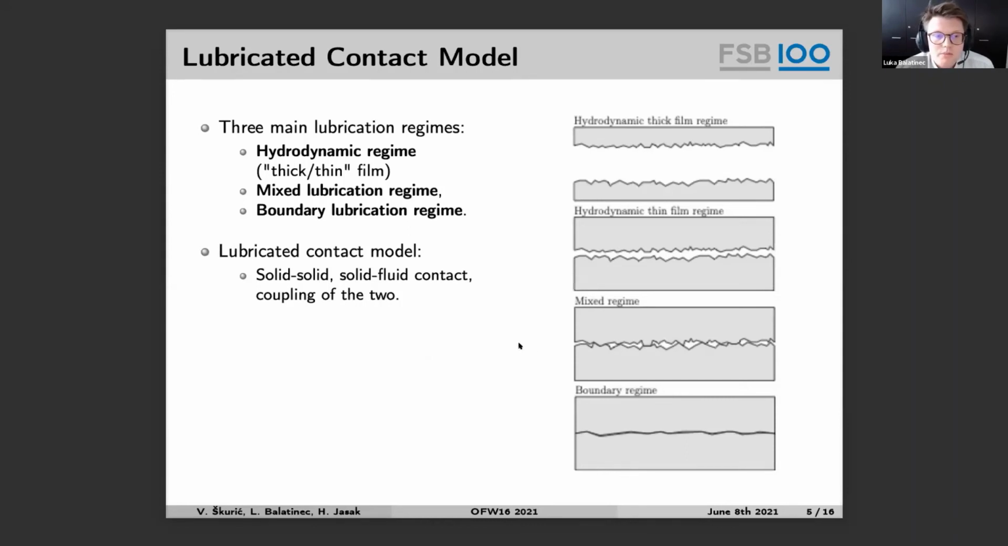Lastly, it also needs to be applicable to the boundary lubrication regime, where all of the contact pressure is carried by the asperities in contact. This means that our lubricated contact model needs to be able to accurately describe both solid-to-solid contact and solid-to-fluid contact. Also, it needs to be able to couple the two to accurately describe the mixed lubrication regime.